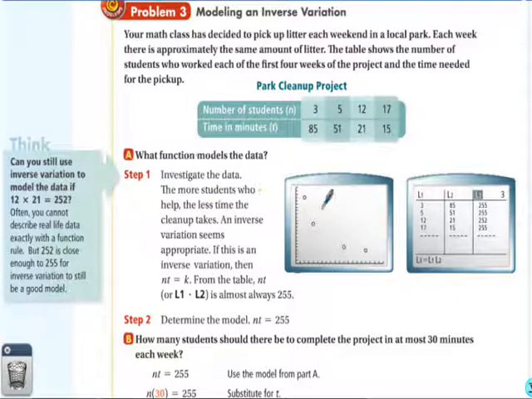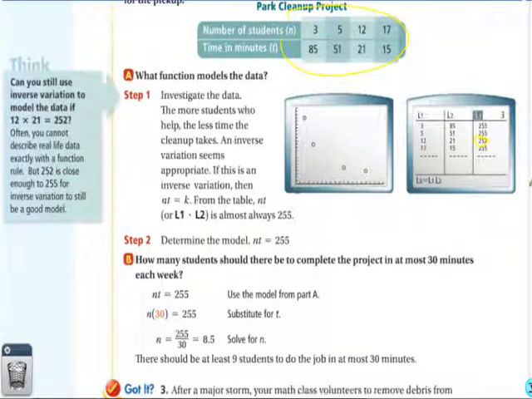So we investigate the data. We look at it and see, does it look like an inverse variation? And so when you plot these points, it does. It looks like an inverse variation. So from the table, N times T, or L1 times L2, is almost always 255. Here it wasn't. It was 252. Still a pretty good model, though.